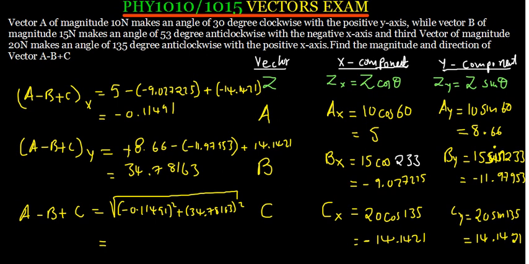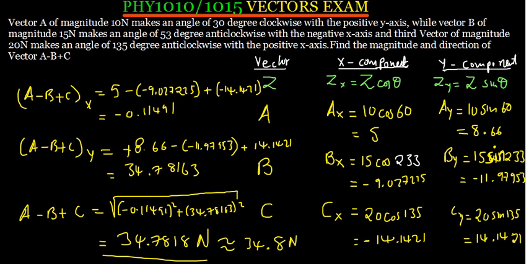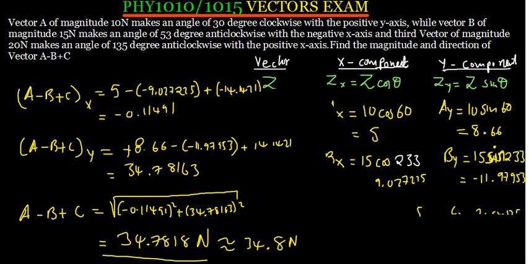So this is giving me 34.7818. You can see these were given in newtons, so this will be the magnitude in newtons. If I want to round the final answer to one decimal place, it is 34.8 newtons, even if they've not specified to what decimal places you need to leave it. Now this is the magnitude.